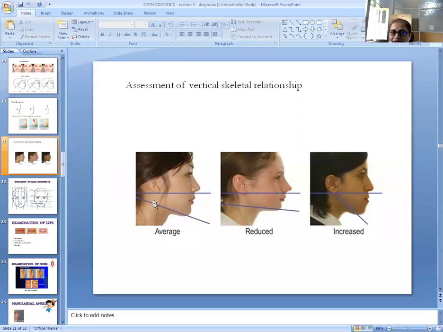What is this lower facial height? Anybody can tell? What is lower facial height?